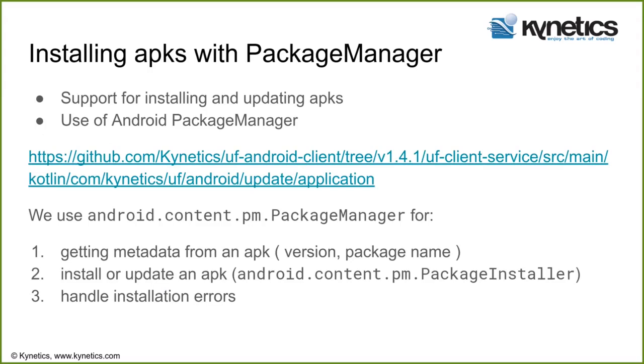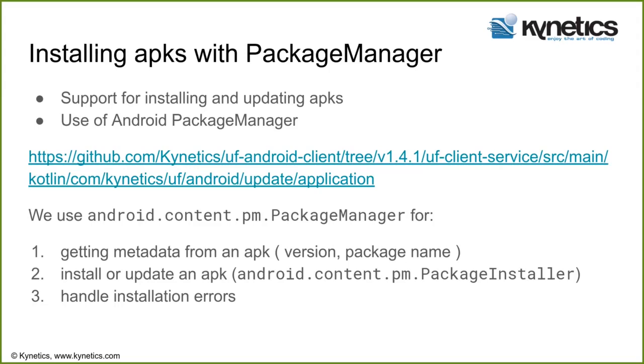We use the package manager, and in particular, we use it to get metadata from the APK. Which version of the APK are we installing? What is its package name? So that we can do sanity checks, so that we don't install something that is already at the latest version, and we, for example, don't install something that is signed with the incorrect key.